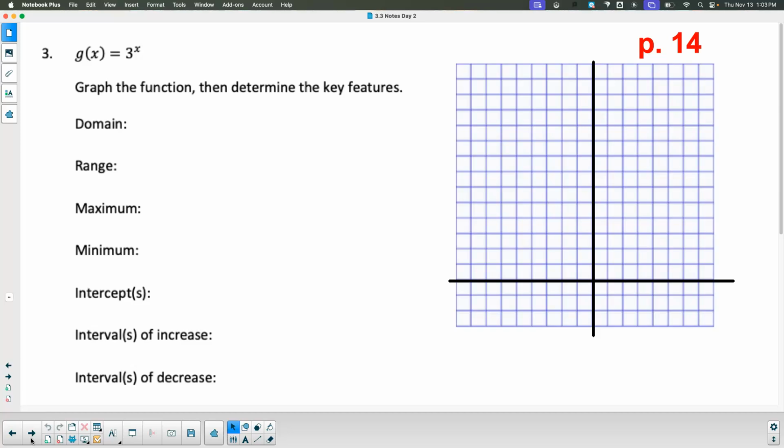Give me a point that it goes through. It does not go through the origin. 0, 1. Do we agree that it goes through 0, 1? Because if we plug in 0 into our function, 3 to the 0 power is 1. So yes, I would concur that it goes through the point 0, 1. What do you got? 1, 3. Love it.